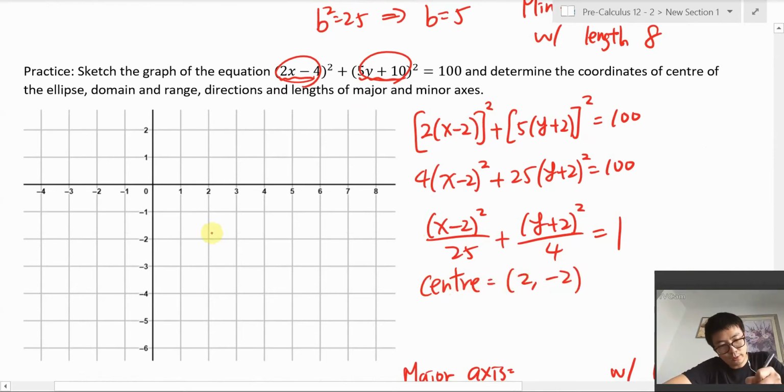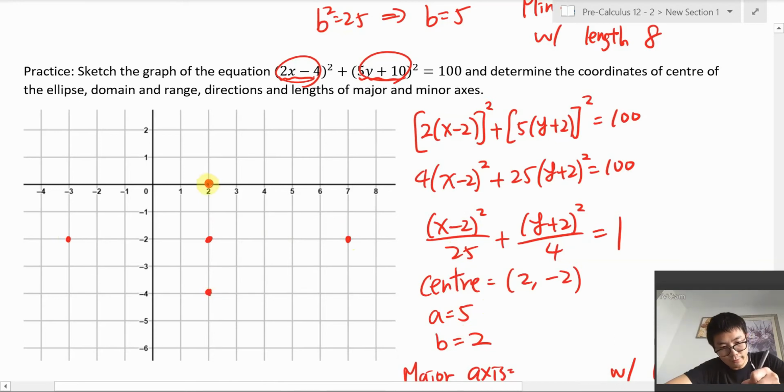So 2 and negative 2 is right here. We have a equals 5. Hopefully you can get that by looking at this, right? A squared is 25, therefore A is 5. B squared is 4, so B is 2. So we're going to, from the center, we're going to go 5 units right and 5 units left. And then we're going to go 2 units up and 2 units down.